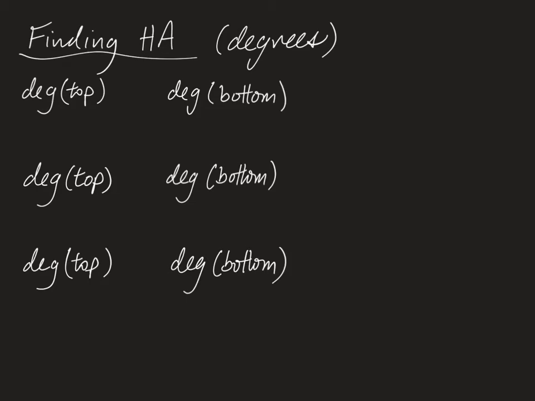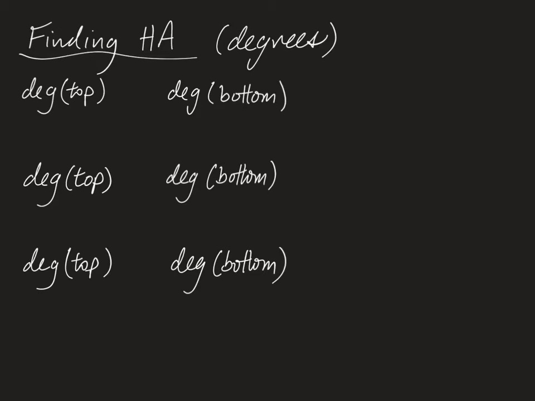Horizontal asymptotes, HA. So we have vertical asymptotes and we have horizontal asymptotes. Horizontal asymptotes are based upon the degrees of the polynomials in the top and the bottom. So there are only 3 scenarios that you can come up with for comparing 2 whole numbers. Remember, the degree is the highest exponent of the variable in that polynomial.